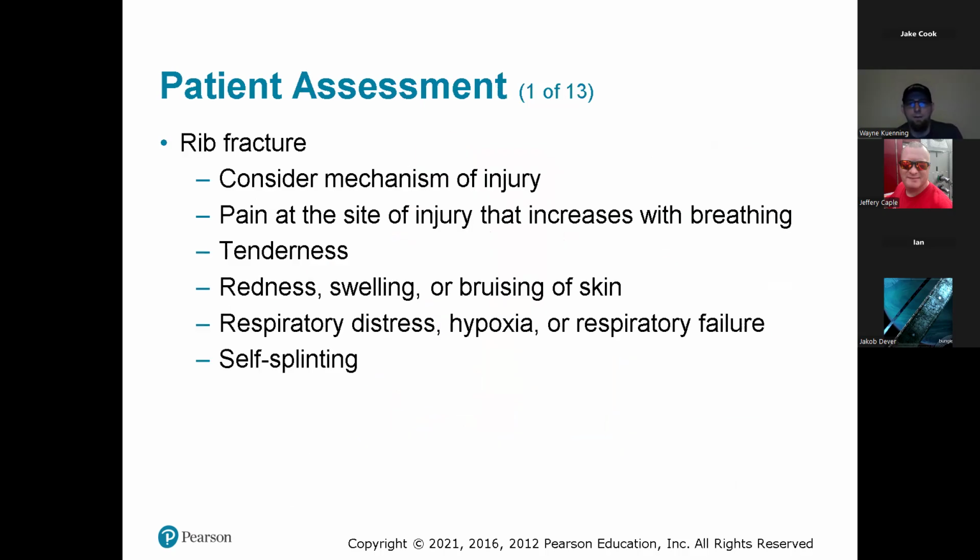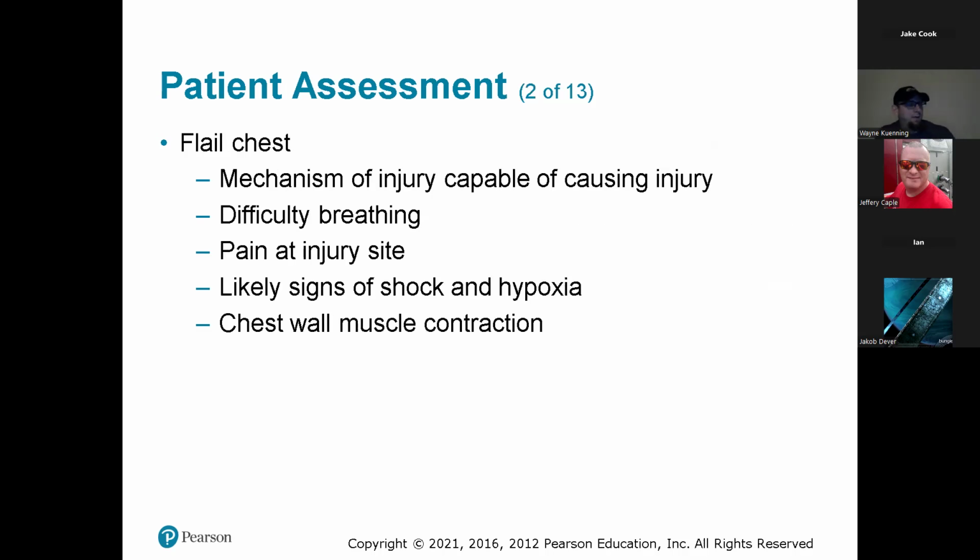With rib fractures, consider the mechanism of injury. Obviously, we're going to have pain at the site of the injury and an increase with breathing. But what we need to monitor for is respiratory distress, hypoxia, or respiratory failure, and signs of tension pneumo. Most of the time, patients that have broken ribs will be self-splinting. They'll pull their arms in and they don't want their rib cage to move. Allow them to do that. Let them be comfortable.